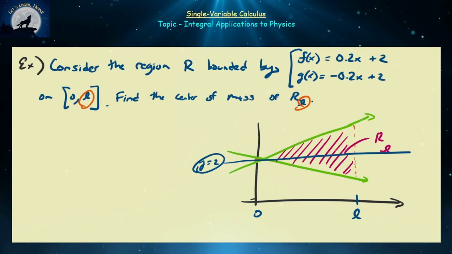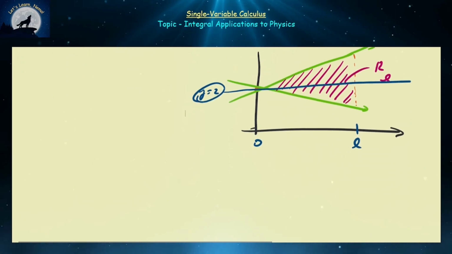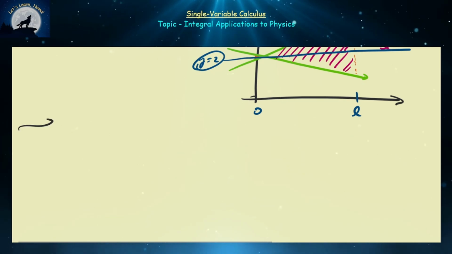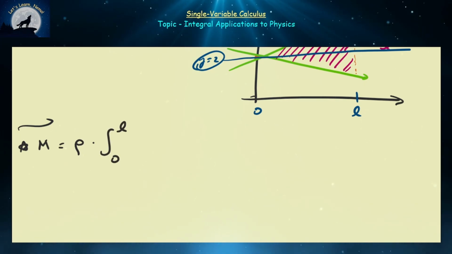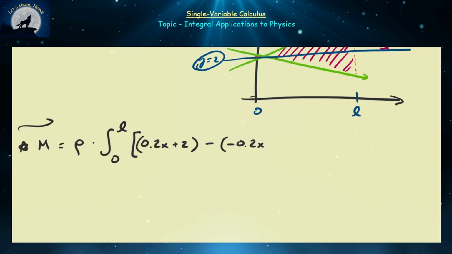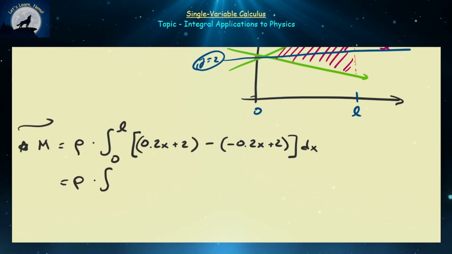And if you don't know how to guess, let's just use the formula and see what comes out. But it would make sense that the balance point in the y-coordinate should be 2. So hopefully that comes out correctly. The first thing that I want to find is the total mass. So the total mass is going to be equal to rho times the integral from 0 to L of, again, f of x minus g of x. So this is going to be equal to f of x, our upper boundary, minus our lower boundary, negative 0.2x plus 2, and then we need to integrate with respect to x. So this is going to be equal to our density times the integral from 0 to L of 0.4x dx.